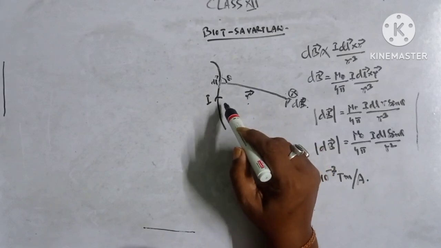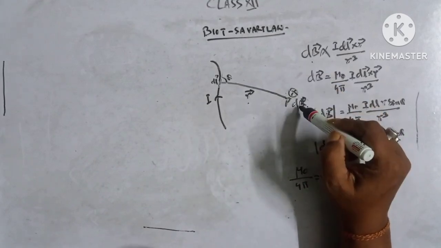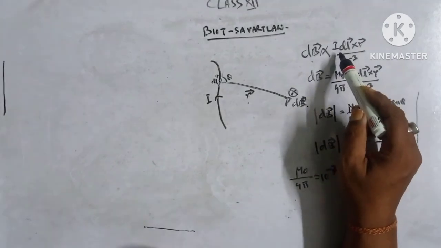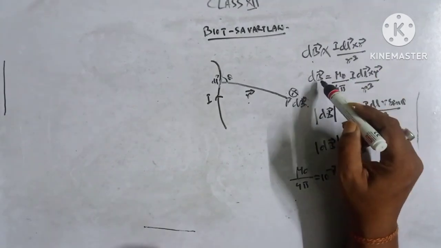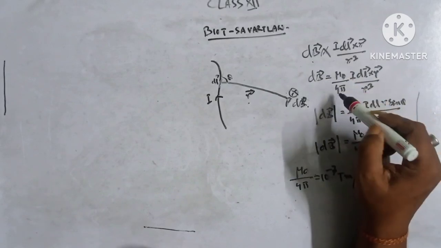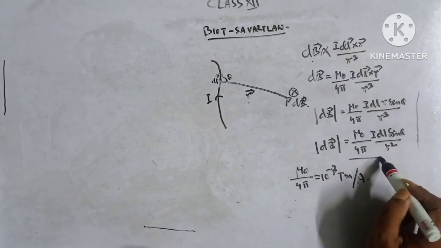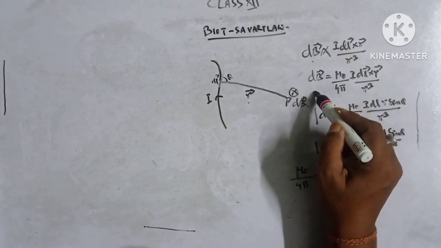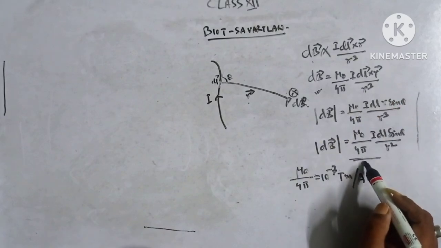So according to Biot-Savart law, the dB vector, that is the magnetic field here, is proportional to I dl cross r vector by r cube. So your dB vector will be this much. This is your constant. And now if you take the magnitude, your magnitude is this much, and this is your vector. Do not confuse it. This is your vector and this is your magnitude.